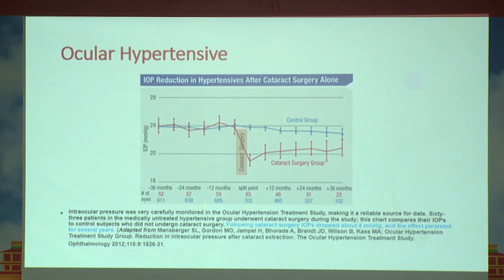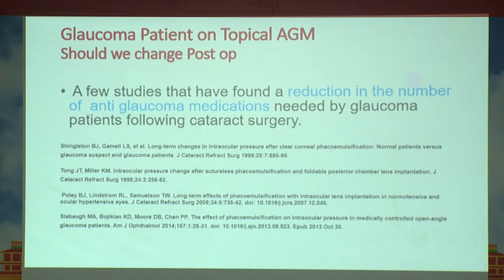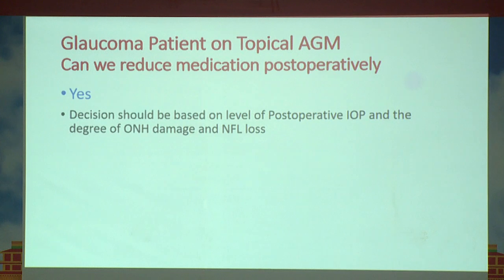Now, the effect on IOP: it is shown that cataract surgery itself lowers the IOP by about 4 millimeters, and its effect lasts longer. The strongest predictor is a higher preoperative intraocular pressure; the higher it is, the greater the drop. And studies have shown that you can reduce the anti-glaucoma medications. So can we reduce the anti-glaucoma medications? Yes, but it should be based on the level of postoperative IOP.